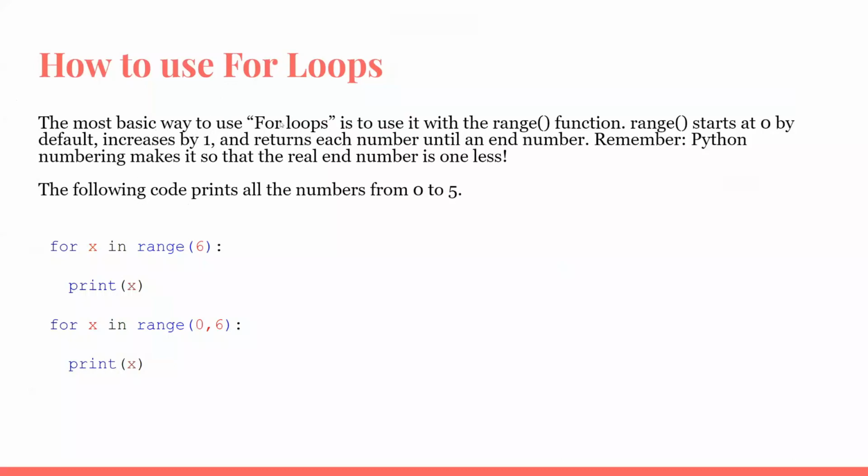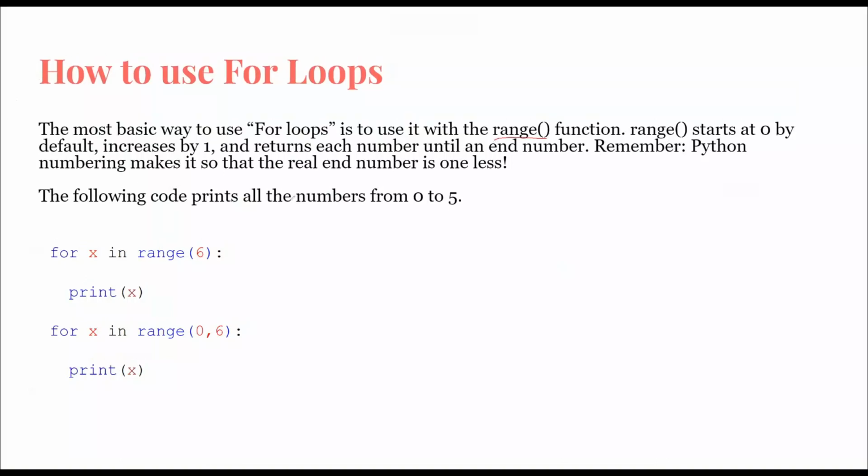For loops, again, are I guess the harder ones. We will be using the range function. Range returns values starting by 0 and increasing by 1 until the end number. So again, range of 6, like we discussed last time, equals 0, 1, 2, 3, 4, 5, and it does not go into 6. So the real end number is actually 1 less, exactly.